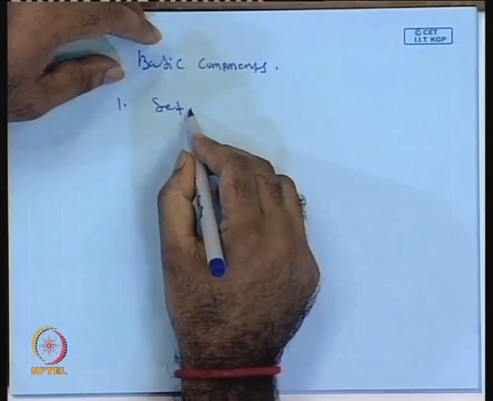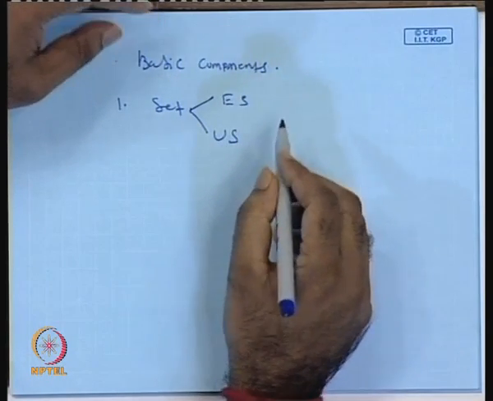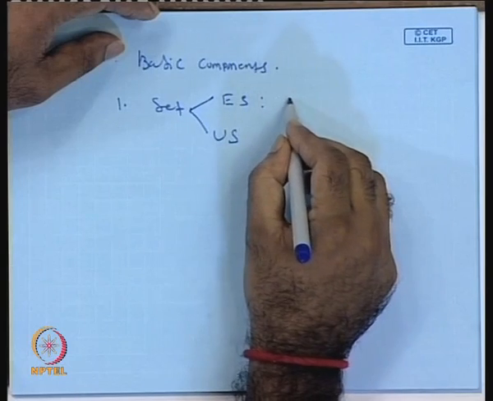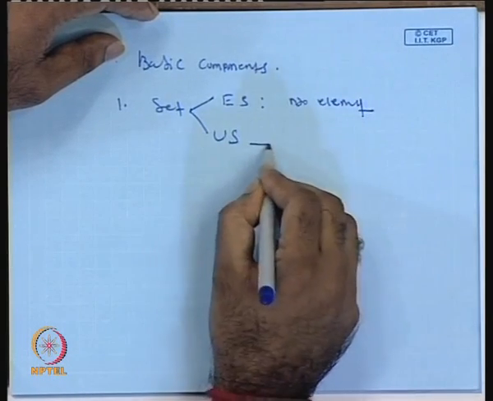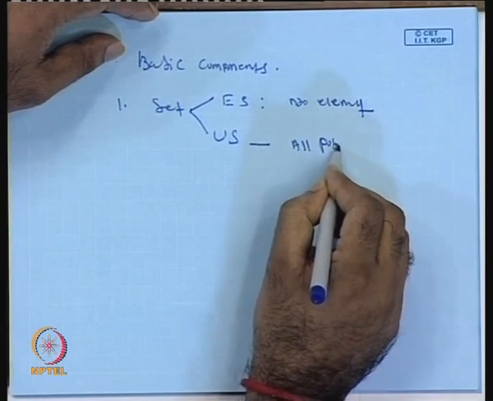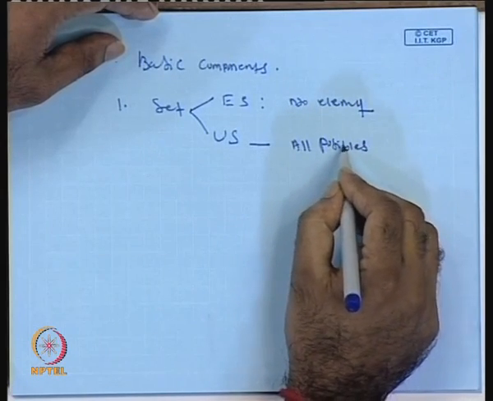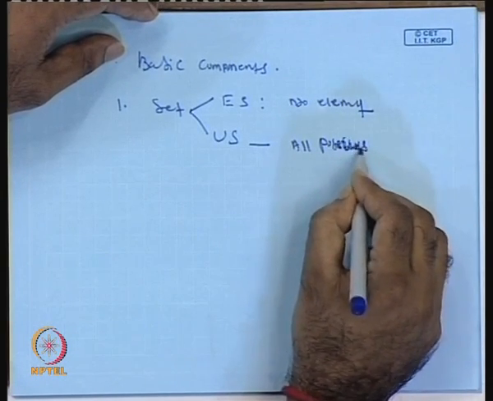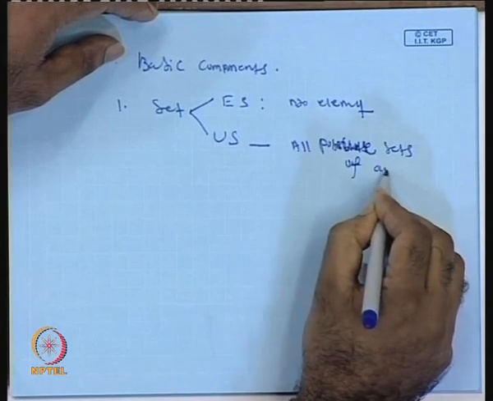We describe sets in two ways. One is called the empty set and the other is called the universal set. An empty set means the set has no element, and a universal set means the set of all possible outcomes.